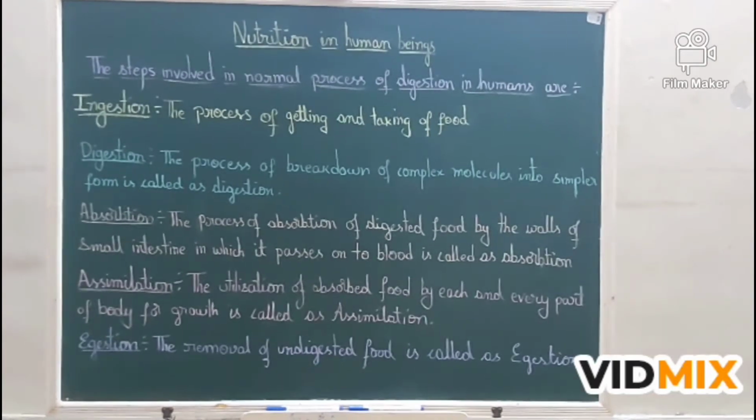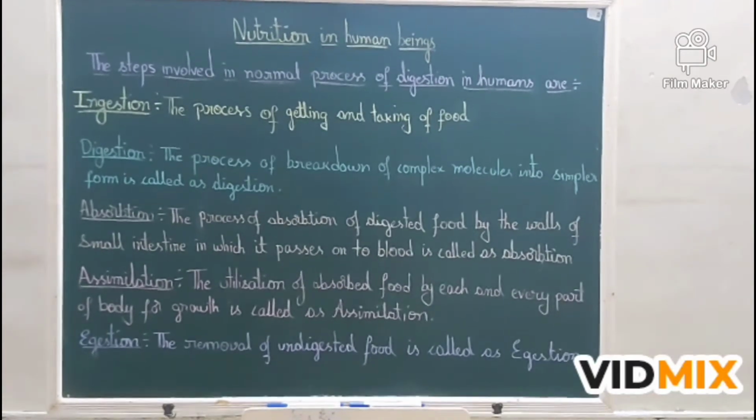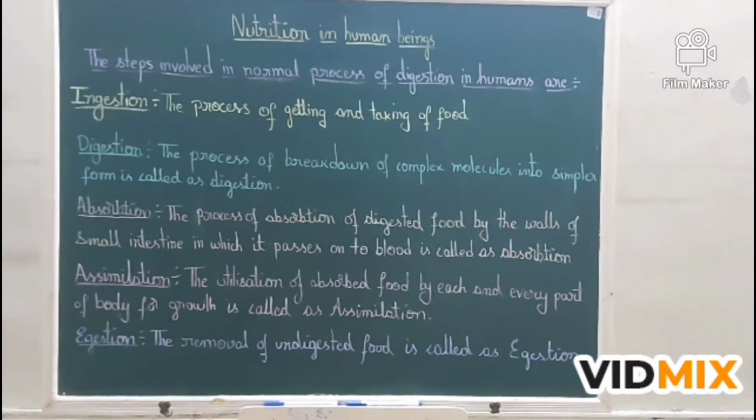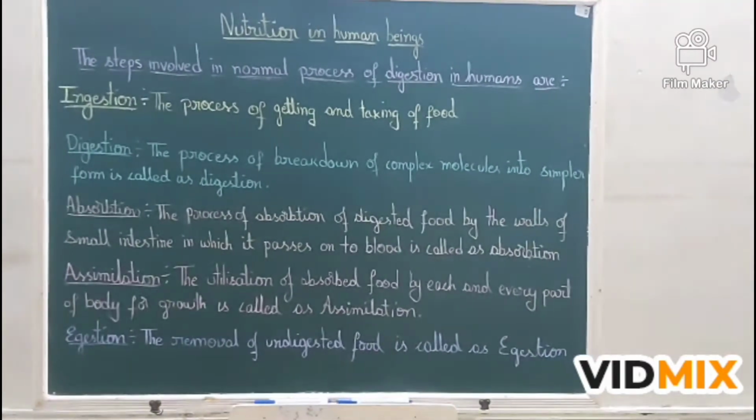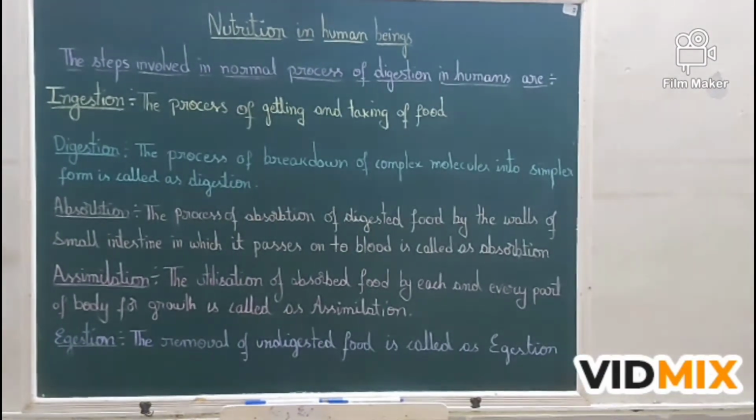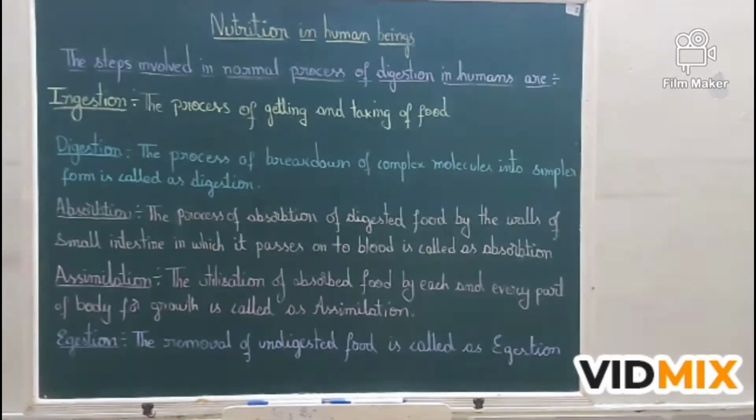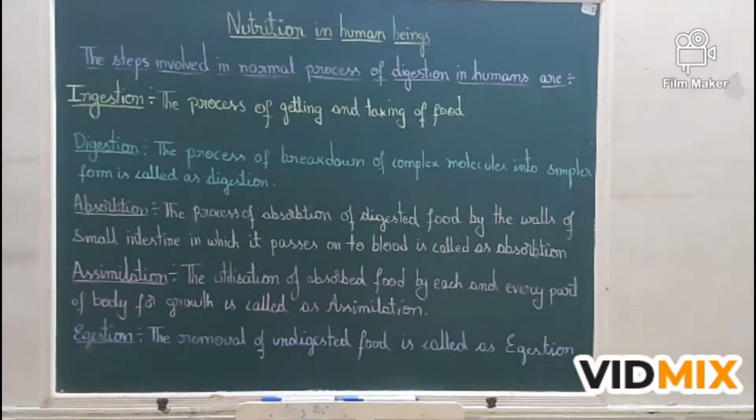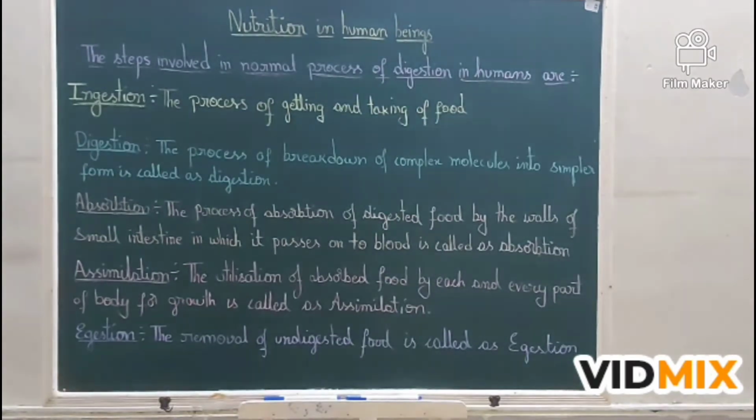Absorption. The process of absorption of digested food by the walls of the small intestine, in which it passes on to blood, is called absorption. Assimilation. It is the process of utilization of absorbed food by each and every part of the body for growth, called assimilation. Egestion. The removal of undigested food is called egestion.